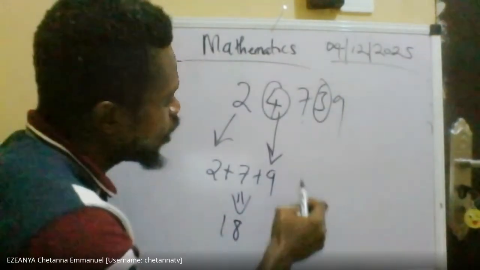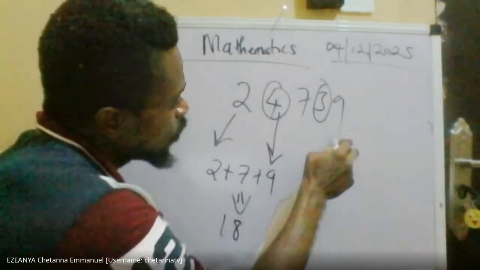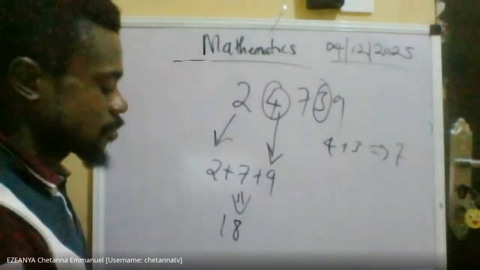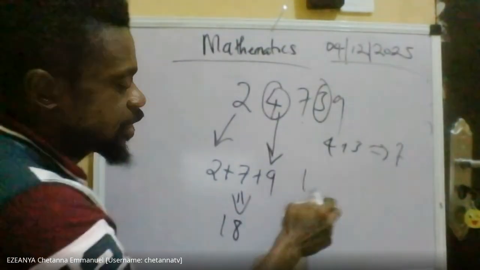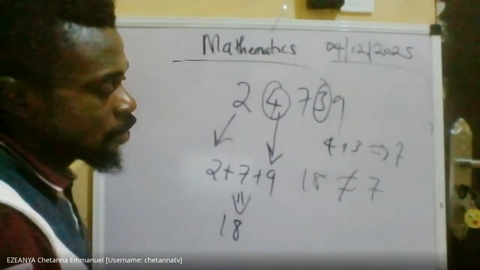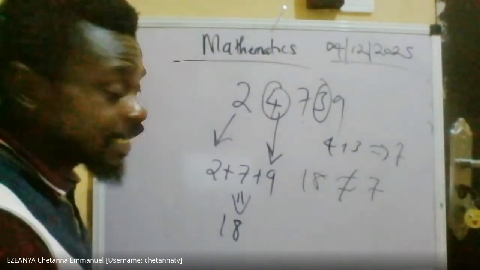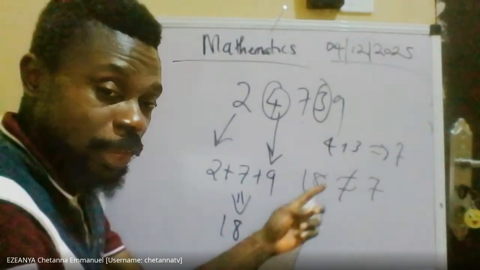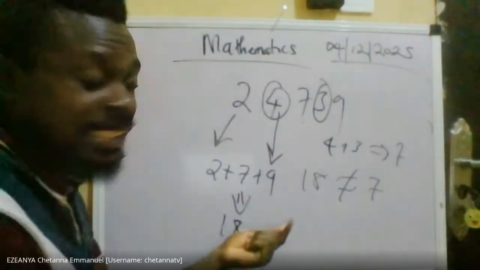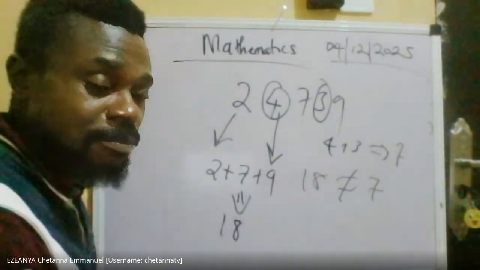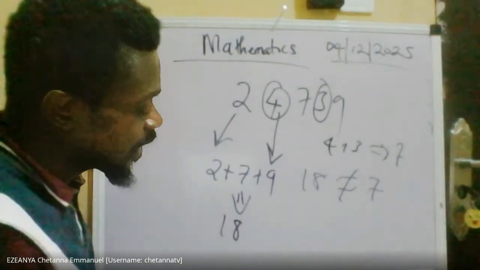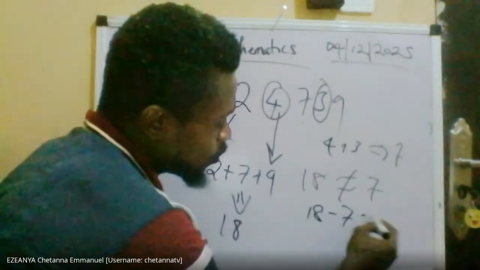Let's add the numbers in even position. 4 plus 3. This will give us what? 7. 18 is not equal to 7. The first instance said that the two of them need to be equal before the number can be divided by 11. But there's a second instance. The difference between them must be 11 or multiple of 11. Let's check. 18 minus 7 is what? 11.